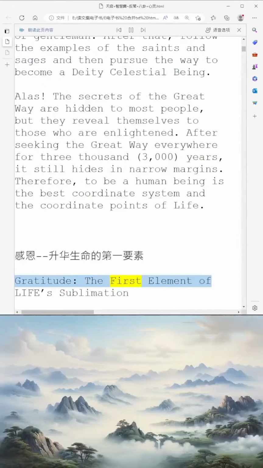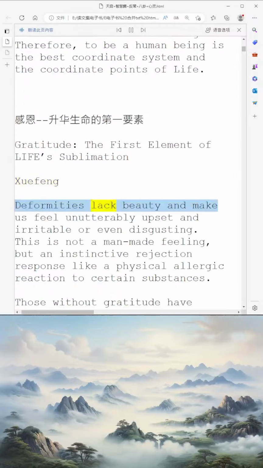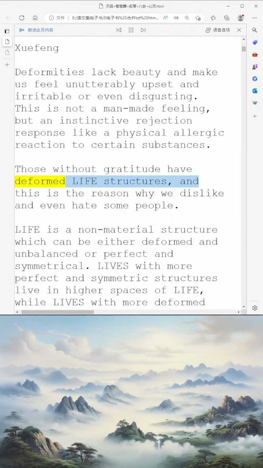Gratitude, the first element of life's sublimation. Deformities lack beauty and make us feel unutterably upset and irritable or even disgusted. This is not a man-made feeling, but an instinctive rejection response like a physical allergic reaction to certain substances. Those without gratitude have deformed life structures, and this is the reason why we dislike and even hate some people.